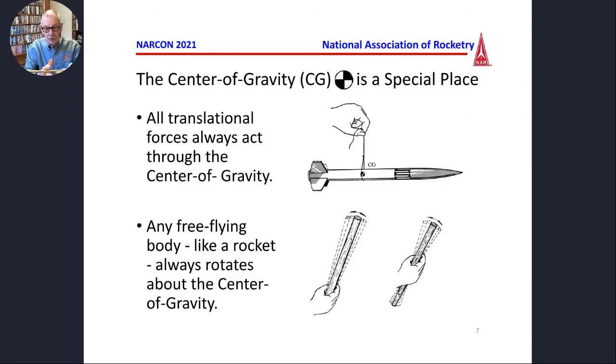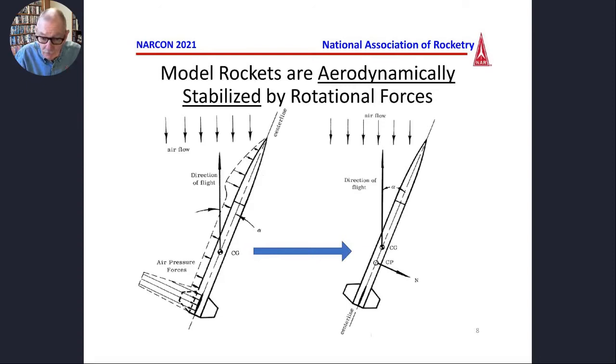So that's the other very important thing from the standpoint of rocketry and stability about the center of gravity. That is where a rocket will rotate when it is changing direction. And that's true of any physical object. That makes center of gravity an extremely important part of the equation.